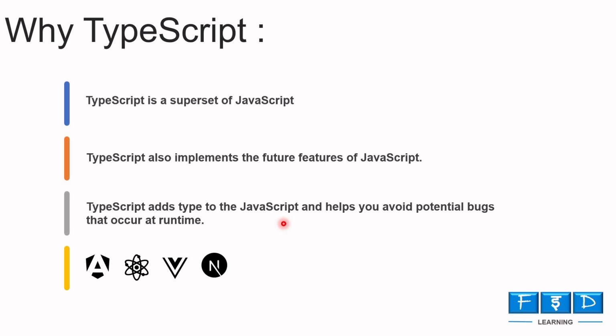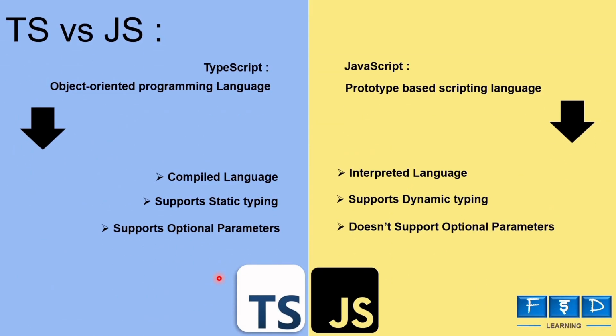The TypeScript name implies that we can define the type of a variable or a function. If not, TypeScript automatically defines the type based on the assigned value. And last, TypeScript is widely adopted in popular JavaScript frameworks such as Angular, React, Vue, Next, offering optional static typing and enhanced code maintainability.